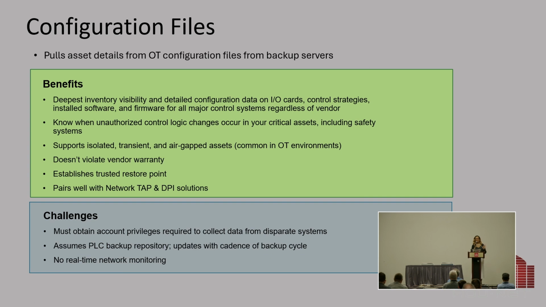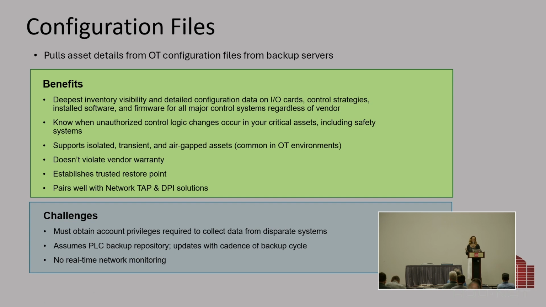Now, like everything else, there are challenges, and I'm an advisor at heart first. I'm not in sales, so I'm going to tell everyone the truth that there are challenges with this. You must obtain account privileges required to collect data from these different systems. There could be drawbacks, like if there are assets that a customer uses that we don't have an asset model built for, then it just wouldn't be a good fit, because we have to build asset models for every single industrial control system to be able to pull that data and normalize it, right? And that means it takes time. This isn't going to be plug and play. So if you need to meet compliance by the end of the year and you need asset inventory, then pulling from the configuration files, this method wouldn't be for you. You might need to do the network tap so you can get the quickest visibility.